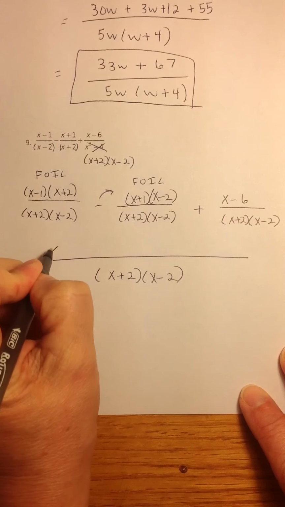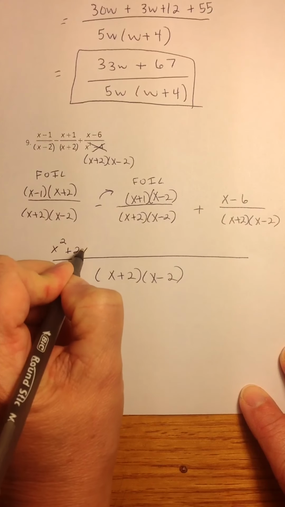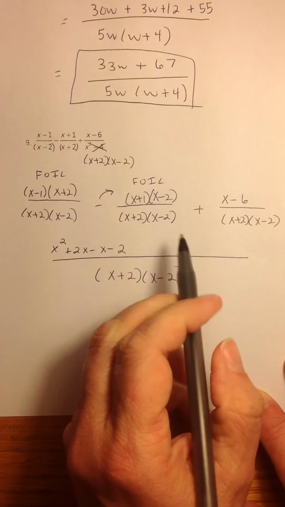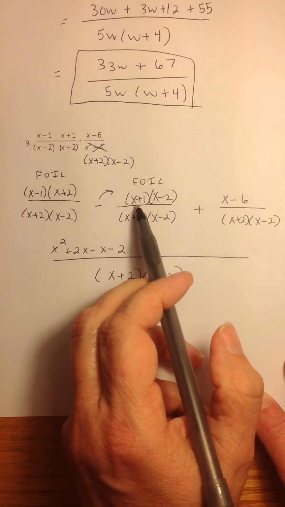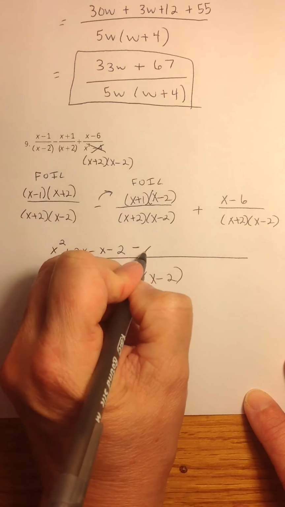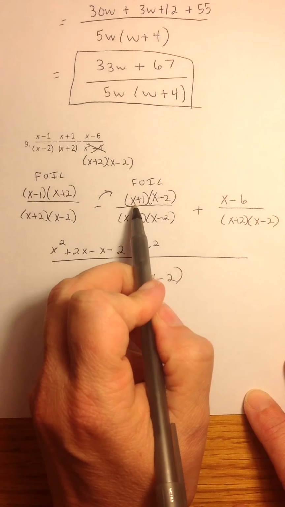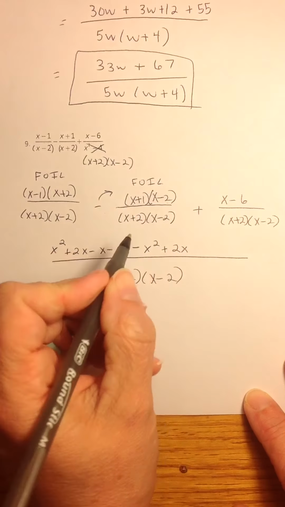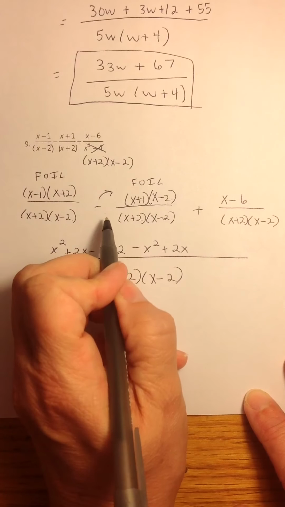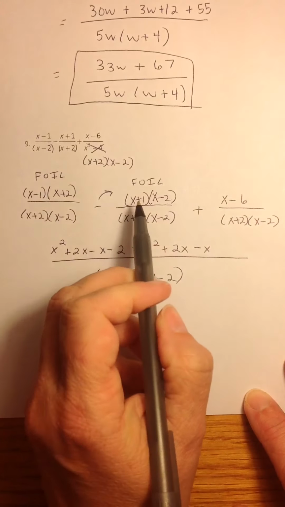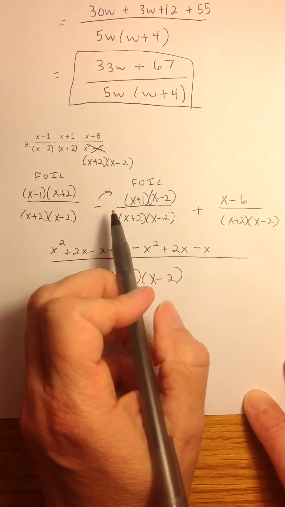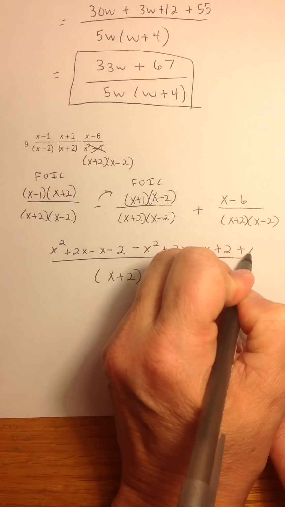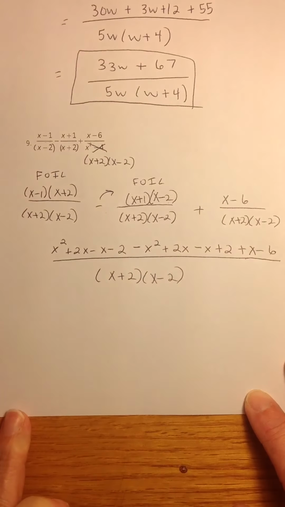So if I FOIL, I get x squared plus 2x minus x minus 2. If I FOIL here, I get x squared behind a negative, so I get negative x squared. I get negative 2x behind a negative, which is positive 2x. I get x behind a negative, which is minus x, and I get negative 2 behind a negative, which is positive 2. And then x minus 6, I'm just going to tag on the end.